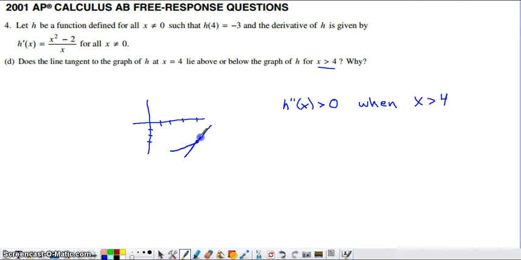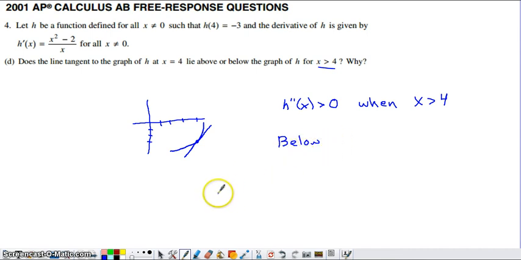That's got to be a point of tangency. And since the graph needs to be concave up, I need the slope of the tangent line to get steeper as I go past the x value of 4. We're going to have a slope of 7 halves at 4, but then the slope on the other side of 4 has to get steeper. It has to get bigger than that. So does the tangent line lie above or below the graph of h? Well, the tangent line lies below the graph of h since h of x is concave up.